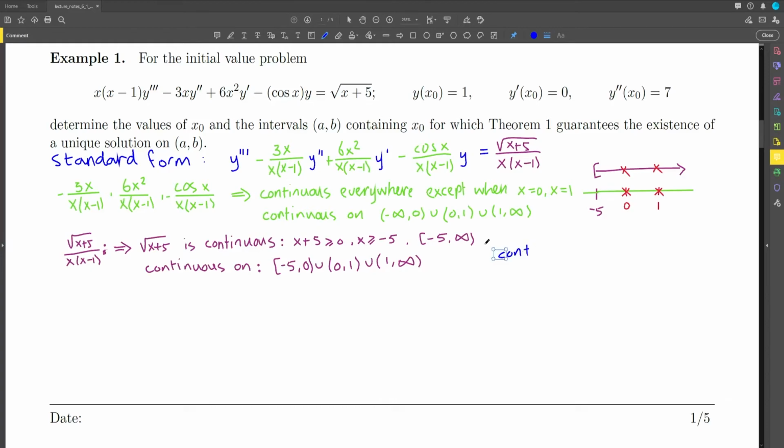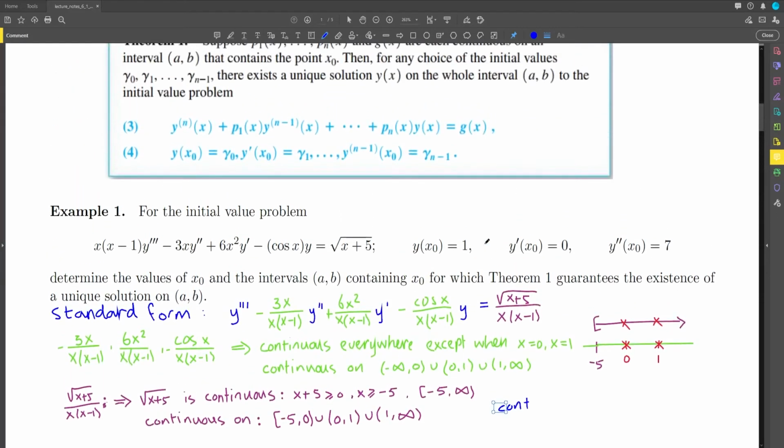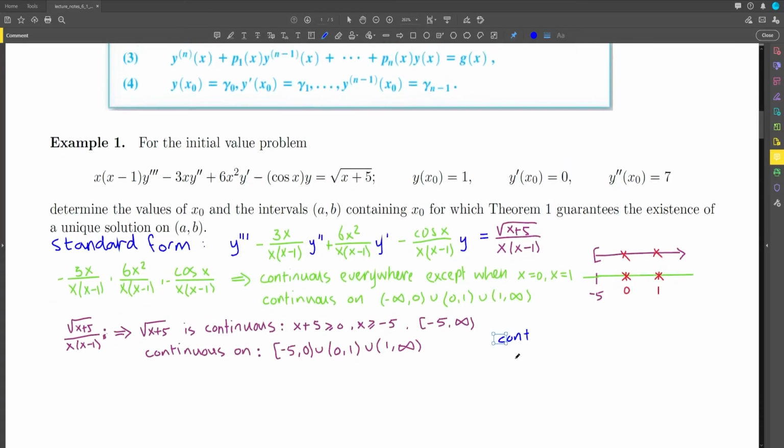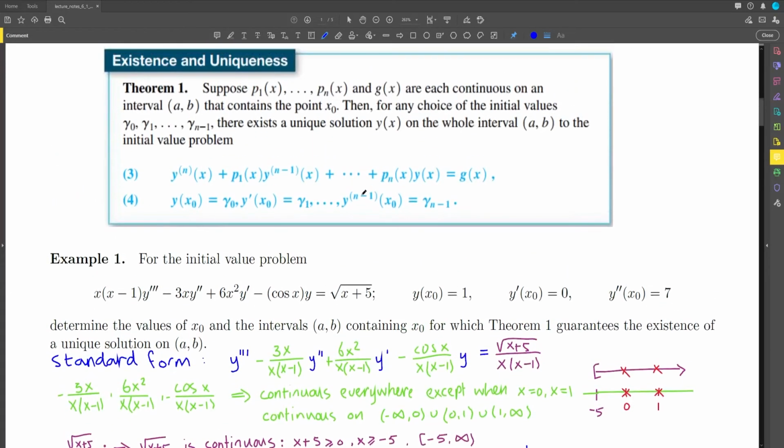So let's take a look at the actual theorem. We had to look at P1 and then P2, P3. So this is our P1, this is P2, and this is P3, and then this is g of x. And that's a condition for this theorem, right? P1 through Pn and g of x need to be continuous on an interval.